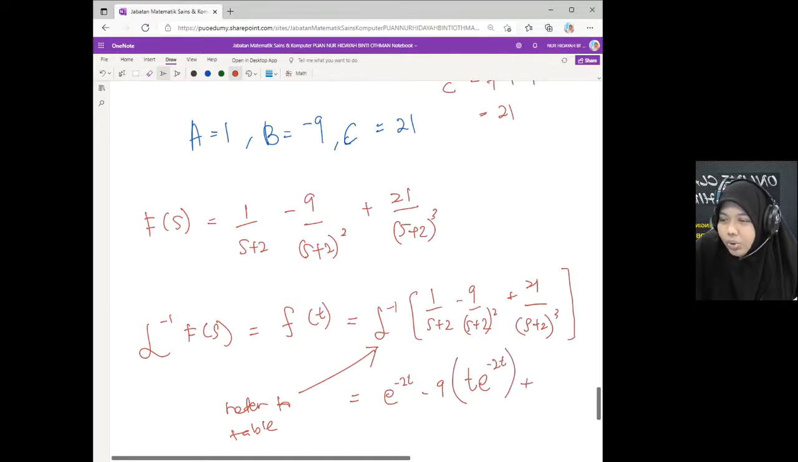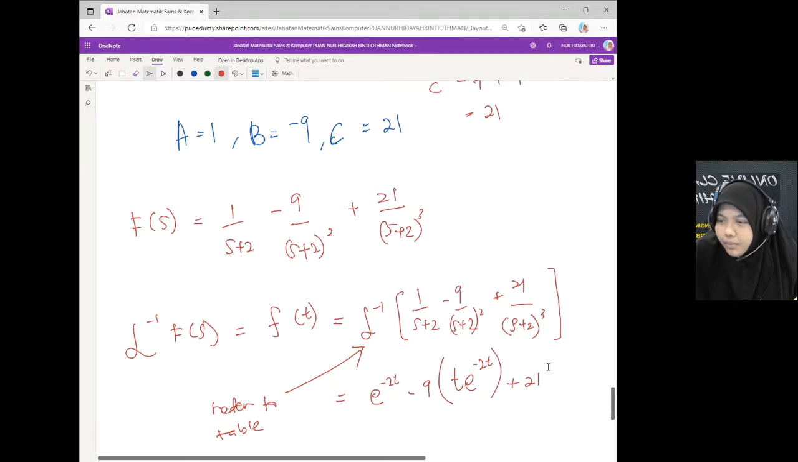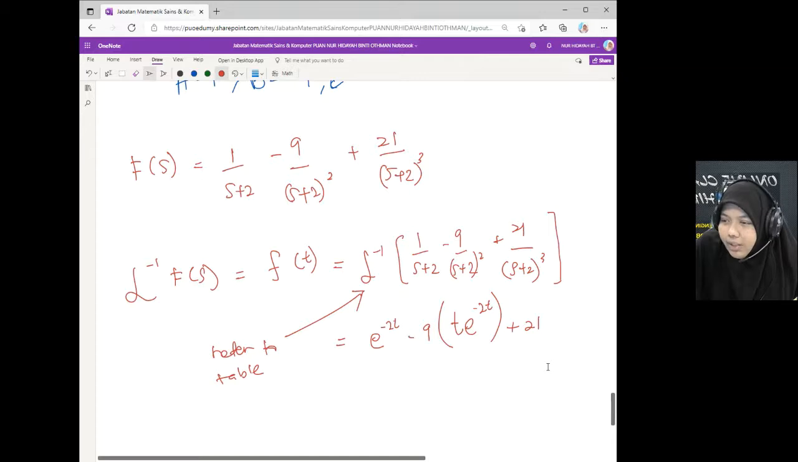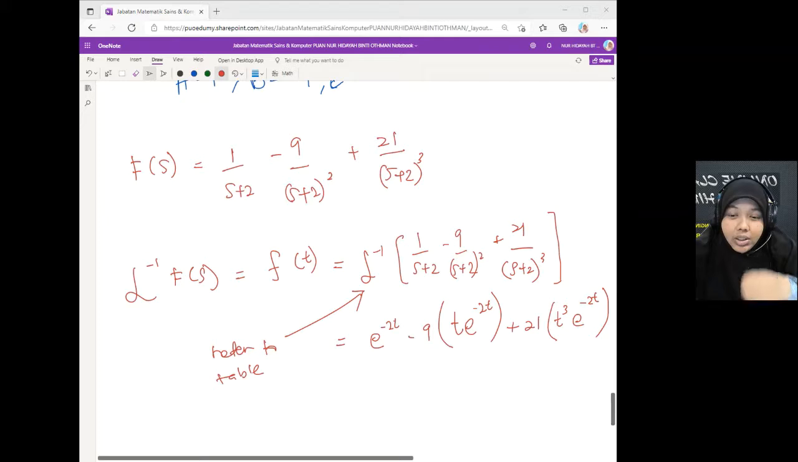Tambah, okey, untuk yang ini pula 21 di luar. Okey, 21 tu di luar. Okey, so dia akan darabkan. So s plus 2 to the power of 3, dia adalah sebenarnya t kuasa 3 e kuasa negatif 2t. Macam tu. Okay. Kalau kita rujuk kepada table di nombor 5. Okay, boleh faham yang macam mana kita boleh dapat tu.